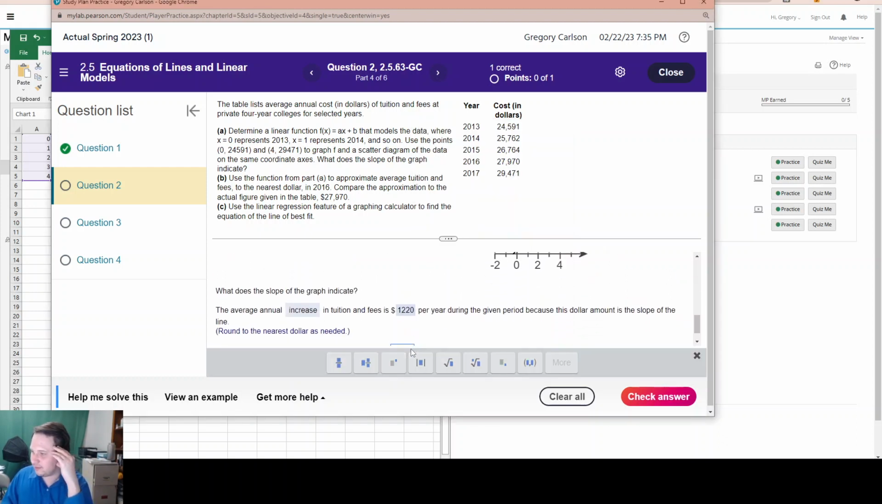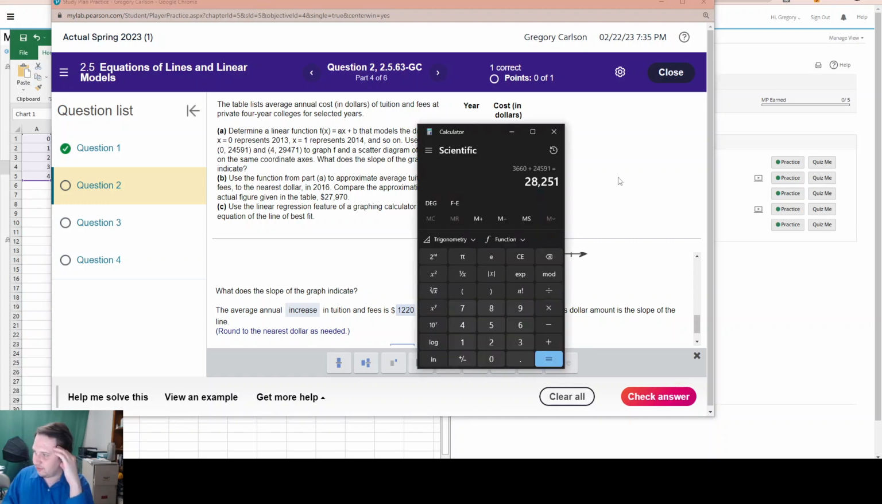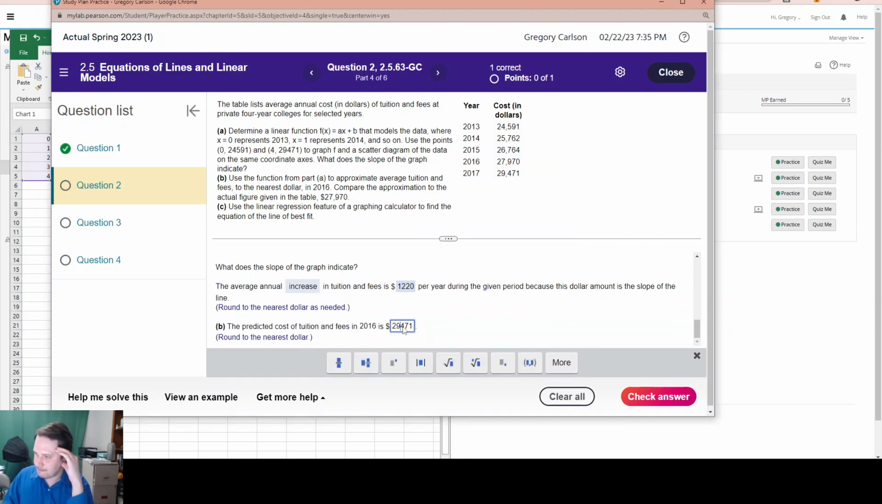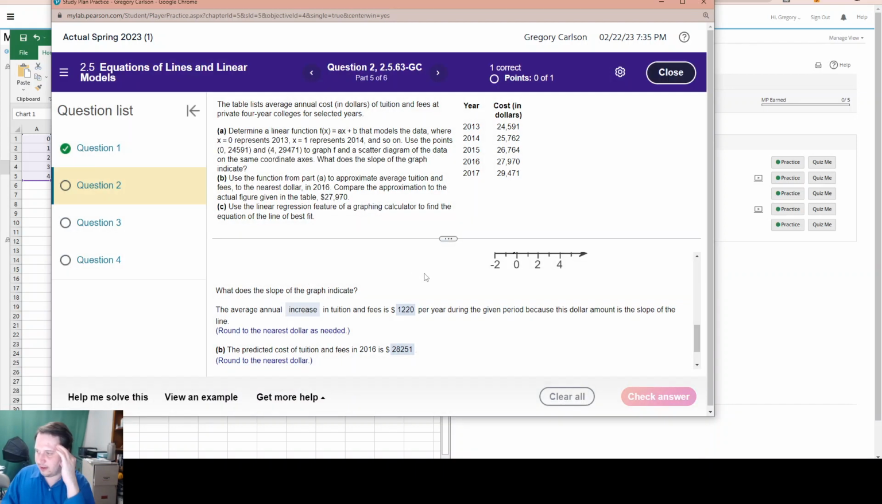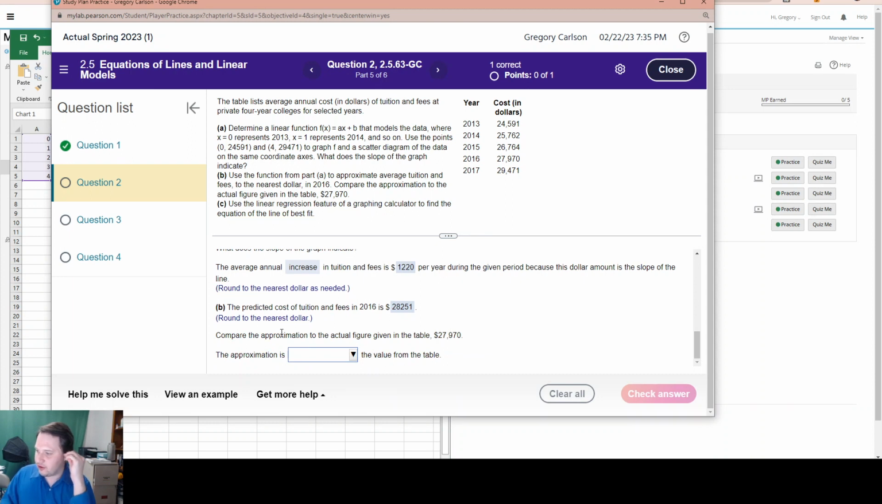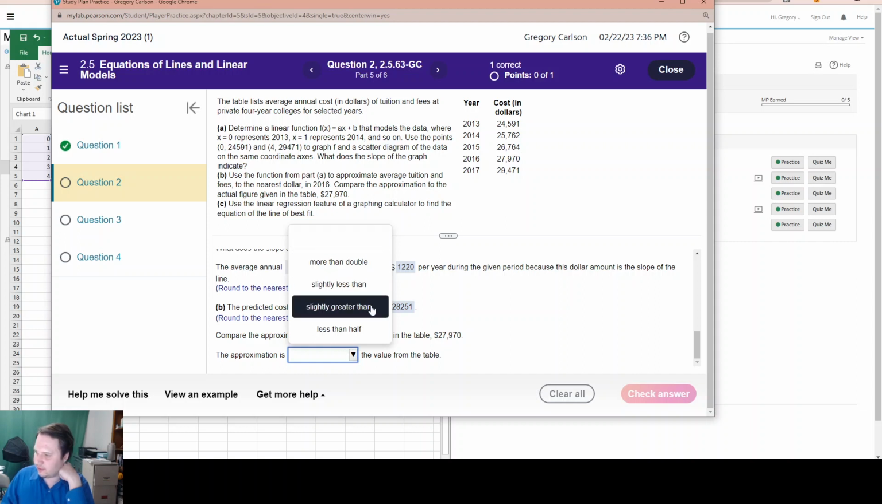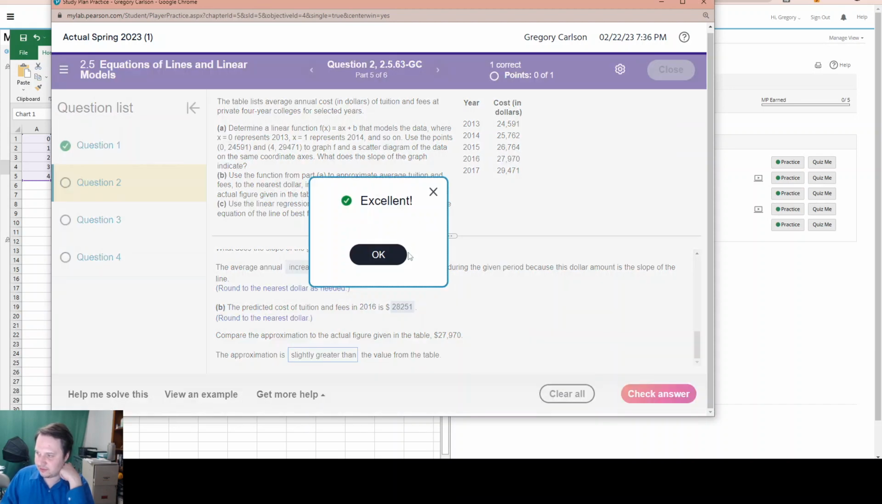Let's try 28251. Okay, finally we got it right. So compared to the actual value in the table, 27970, you can see that our prediction from the equation is a little bit high. So we would say that the approximation is, our choices are more than double or slightly greater than, because it's not less than, so we can eliminate those two. I wouldn't say that this is double, right? It would have to be like 56,000 to be double. So I'd put slightly greater than as the answer.